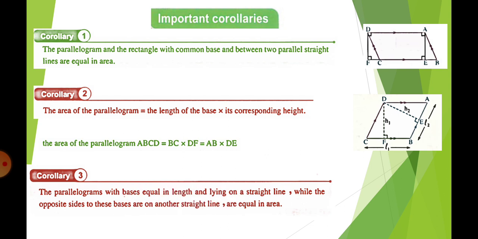Number 3, parallelograms with bases equal in length. Here, the parallelograms have the common base, which means equal in length. Then if we have two parallelograms, the two bases are equal and lying between two parallel lines, they are equal in area. Then the parallelograms with bases equal in length and lying on a straight line, the opposite sides to the base on another straight line, are equal in area.